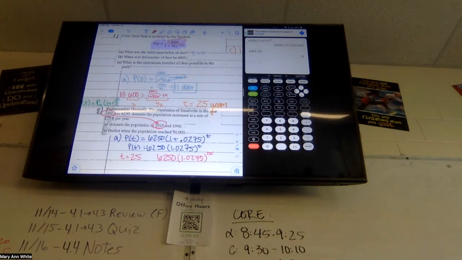I think you can put that all in your calculator at once. 6,250 parentheses 1.0275 end your parentheses. Remember that you can raise anything to any exponent. If I do the caret button, the button that's between clear and division, that raises it up to be an exponent, and I can put any number up there. So that's going to be 25. 6,250 times 1.0275 raised to the 25th is this big number.